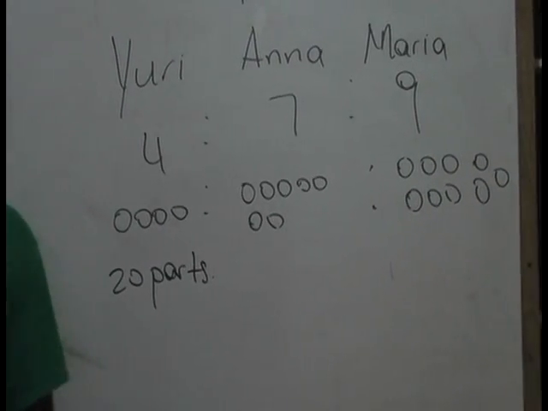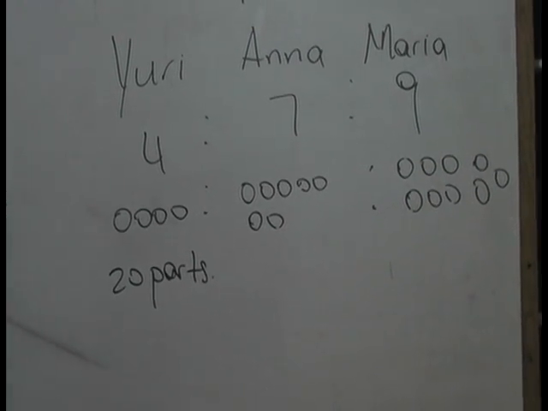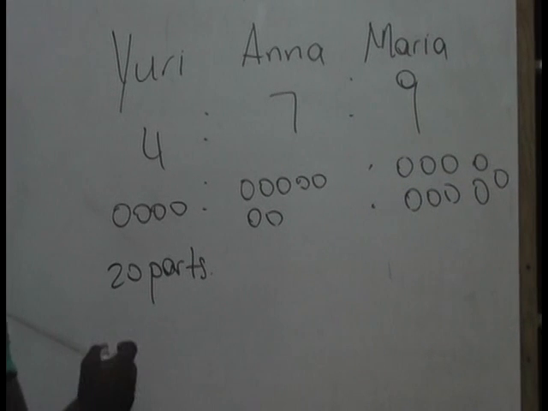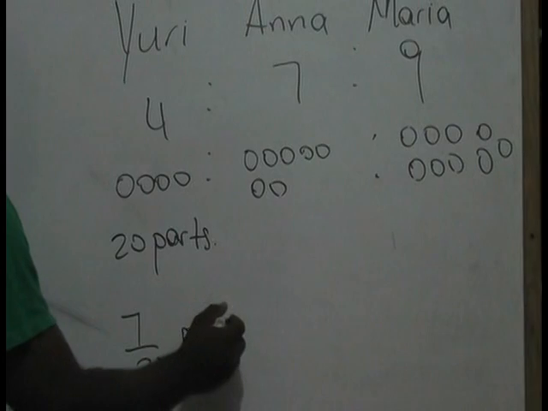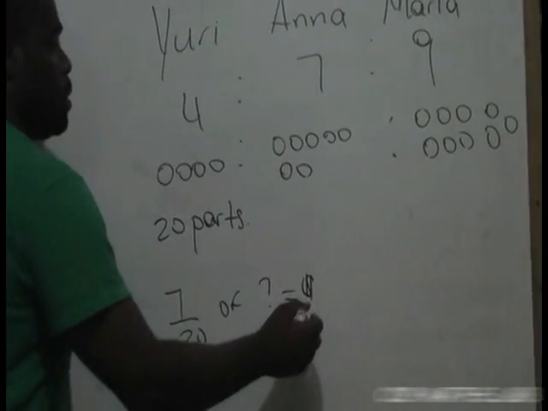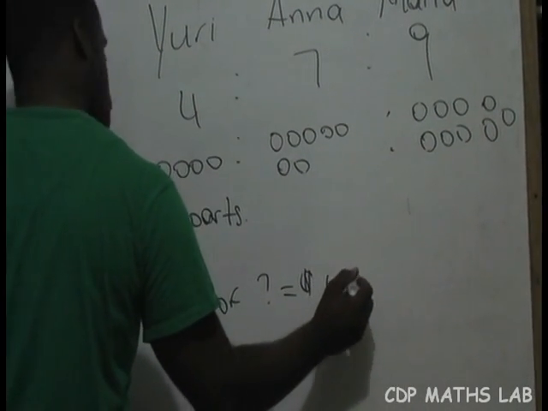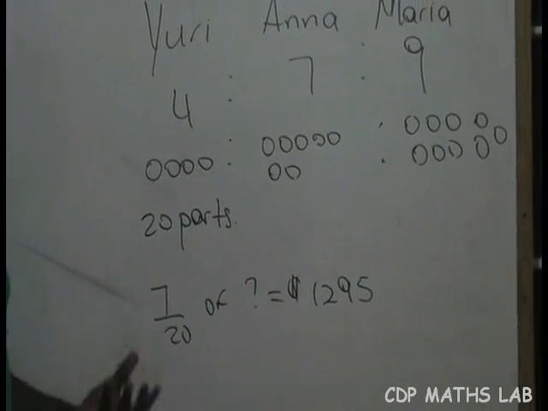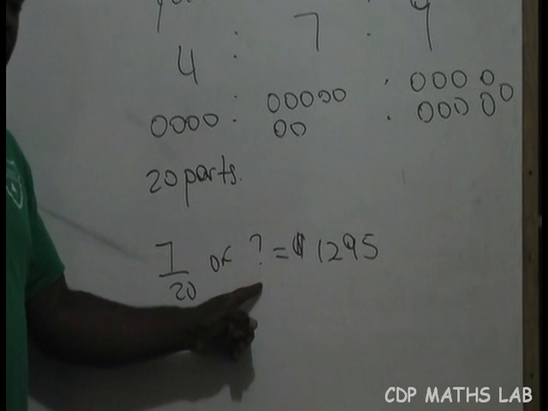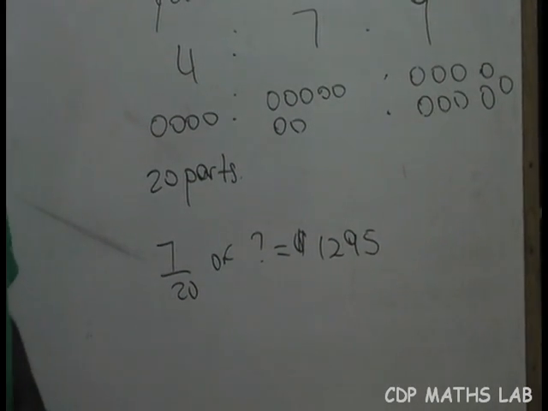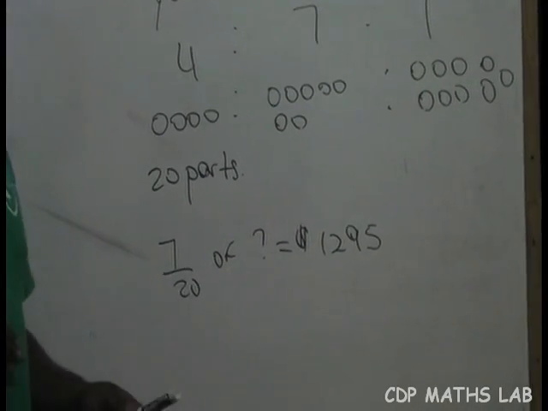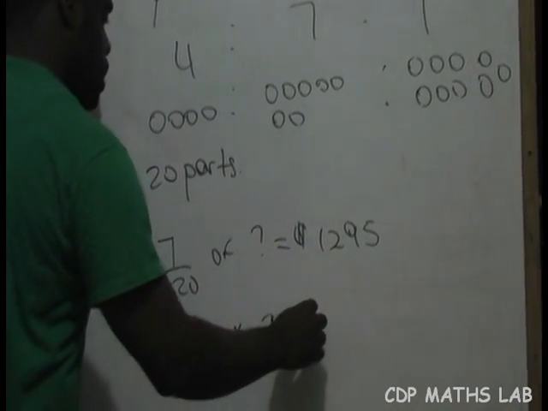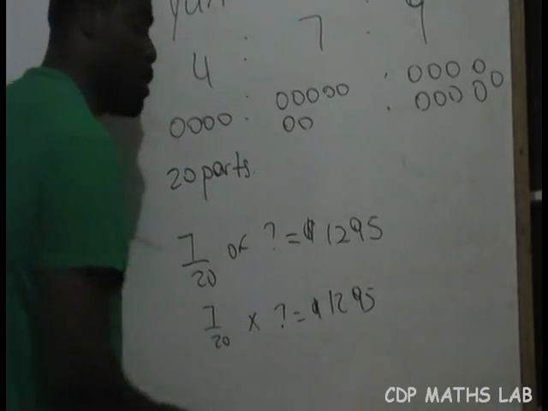Good. Now, we're asked to find the total sum of money to be shared. Now, we're only given Anna's share, which is 7/20ths. So the same step. So we're going to find 7/20ths of what is equal to $1,295. Now, using this method will help us to find the total amount of money to be shared. This question sign would have been that amount. Of here means to multiply. So where you see of in fractions, it means to multiply. So we're going to say 7/20ths times that to $1,295. And you know the steps from here, don't you?